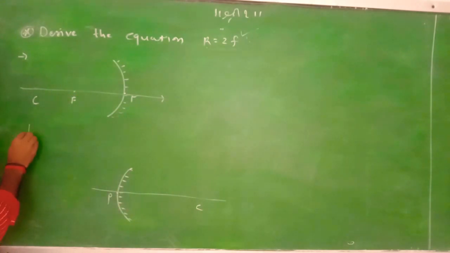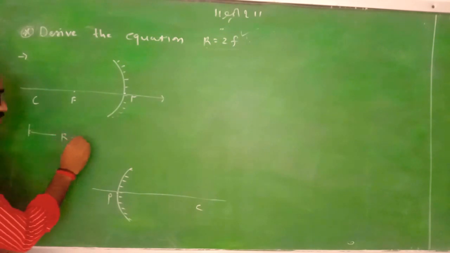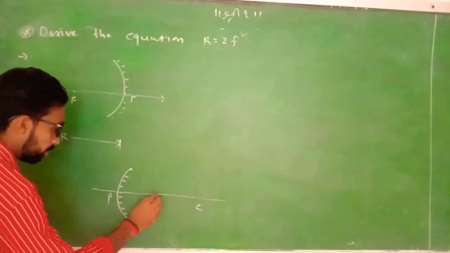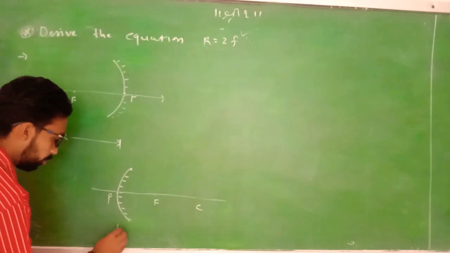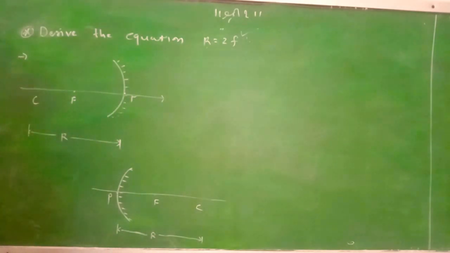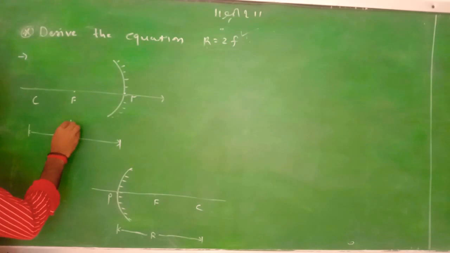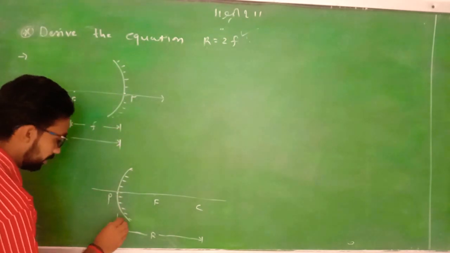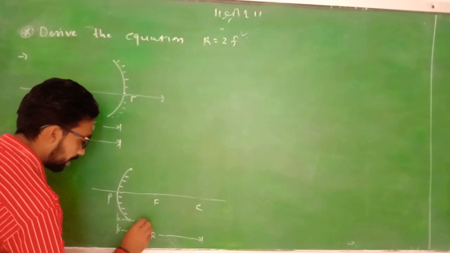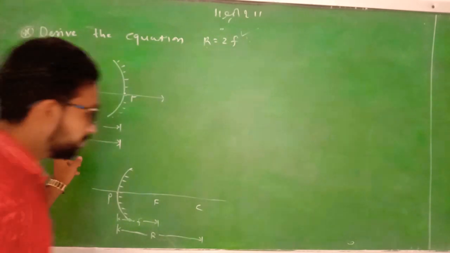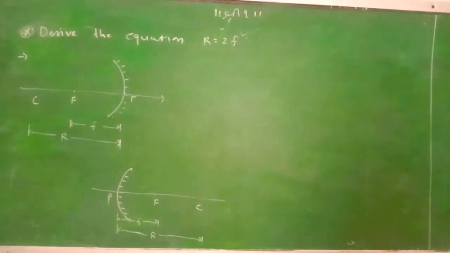The distance between the center of curvature and the pole is the radius of curvature. Similarly here, this is the principal focus, and the distance between the pole and the center of curvature is the radius of curvature. Now the distance between the principal focus and the pole is the focal length. Similarly here, the distance between the principal focus and the pole is the focal length. So now we derive the equation for the radius of curvature and the focal length, small f.